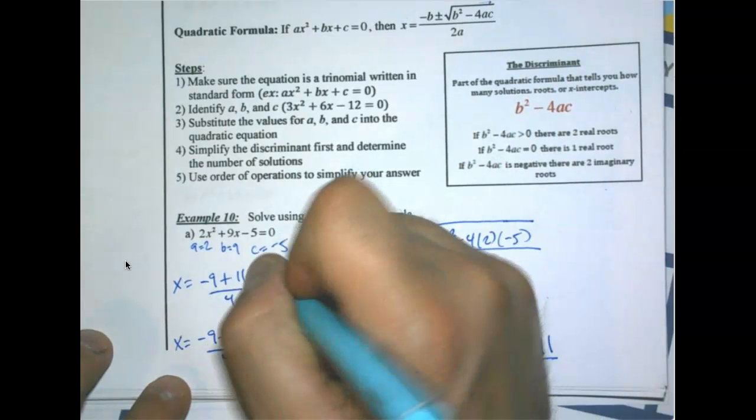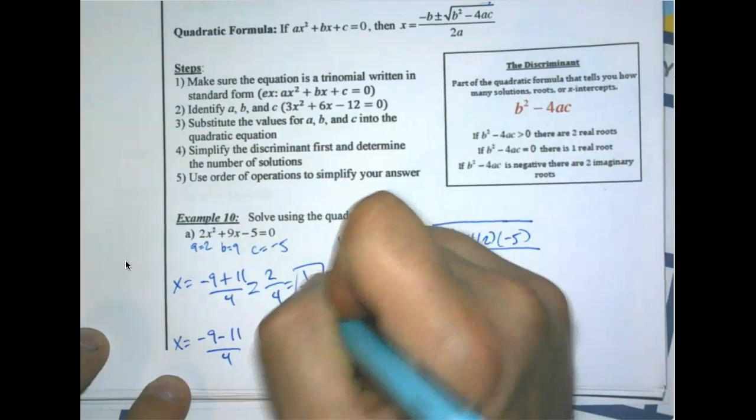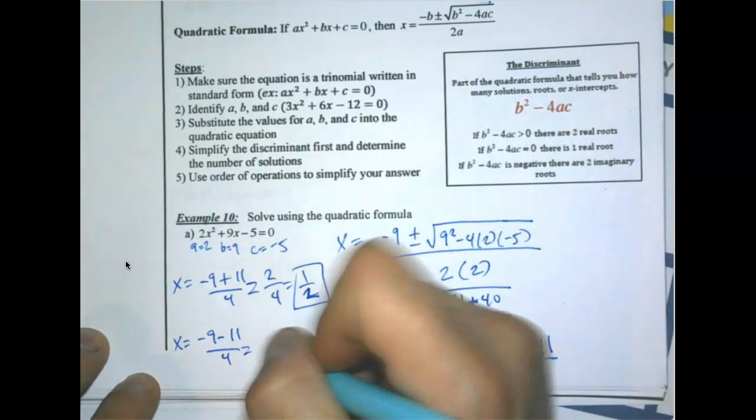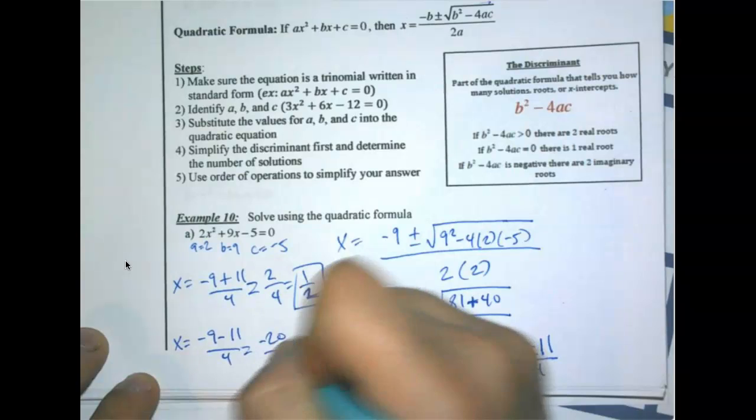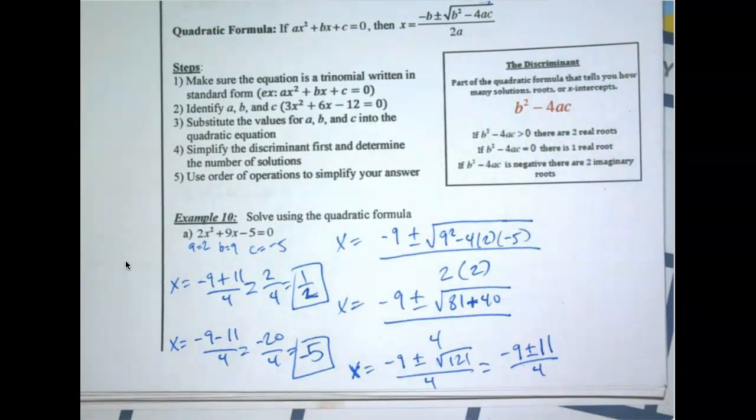Negative 9 plus 11, that's 2. 2 over 4 is a half. That's one of my answers. And then negative 9 minus 11, that's negative 20. Divided by 4, that's negative 5. So there's my two answers on that one. And you might be able to do this by factoring, but it would give you the same two answers.